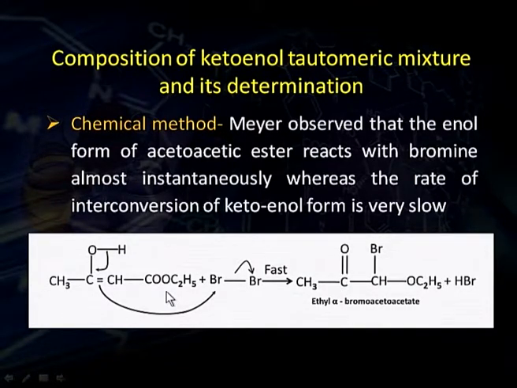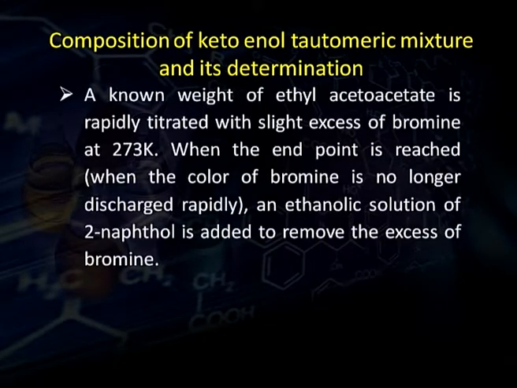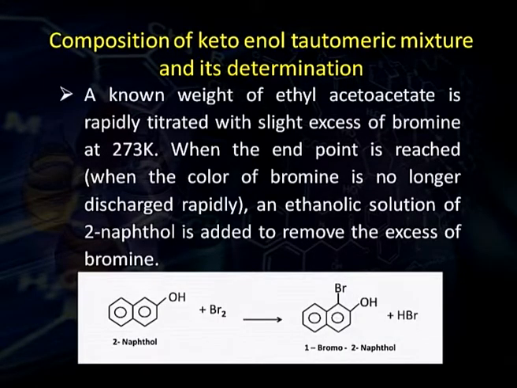So, he did a rapid titration by taking an unknown weight of ethyl acetoacetate and rapidly titrating it with a slight excess of bromine at 273 Kelvin. When the end point is reached, that is, when the color of bromine is no longer discharged rapidly, an ethanolic solution of 2-naphthol is added to remove the excess of bromine. That is, bromine reacts with 2-naphthol and forms this product.